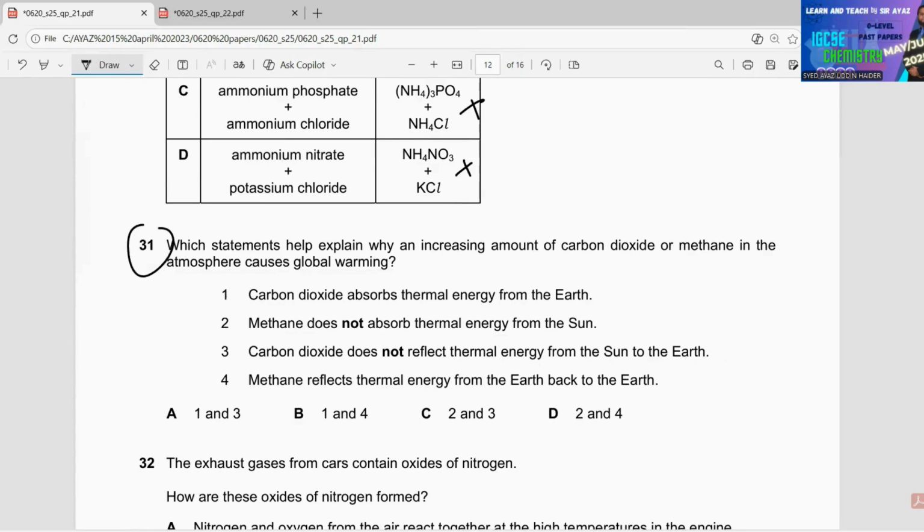31. Which statement helps explain why an increasing amount of carbon dioxide or methane in the atmosphere causes global warming? 1. Carbon dioxide absorbs thermal energy from the earth. Is this statement correct? Yes, it is absorbing thermal energy from the earth. But what about statement number 2? Methane does not absorb thermal energy. This is wrong. It also absorbs thermal energy.